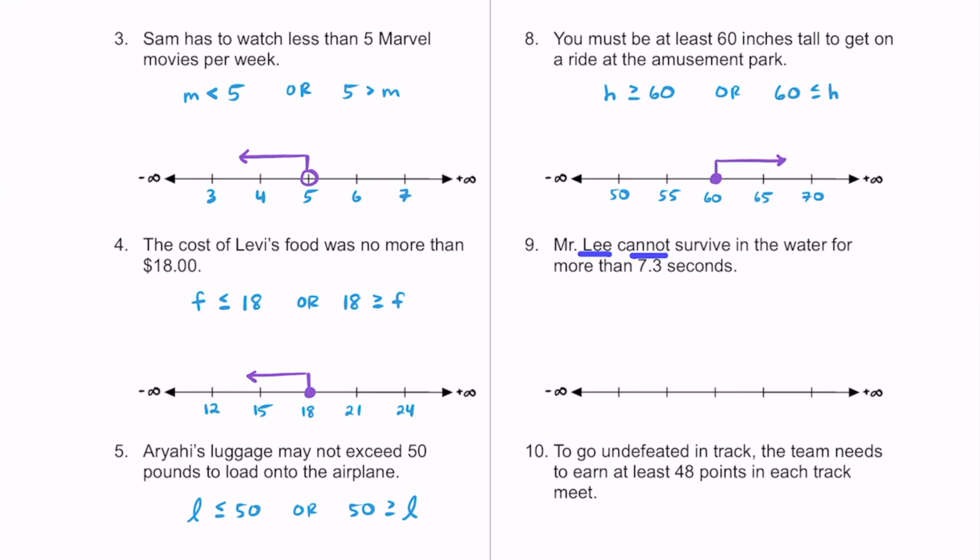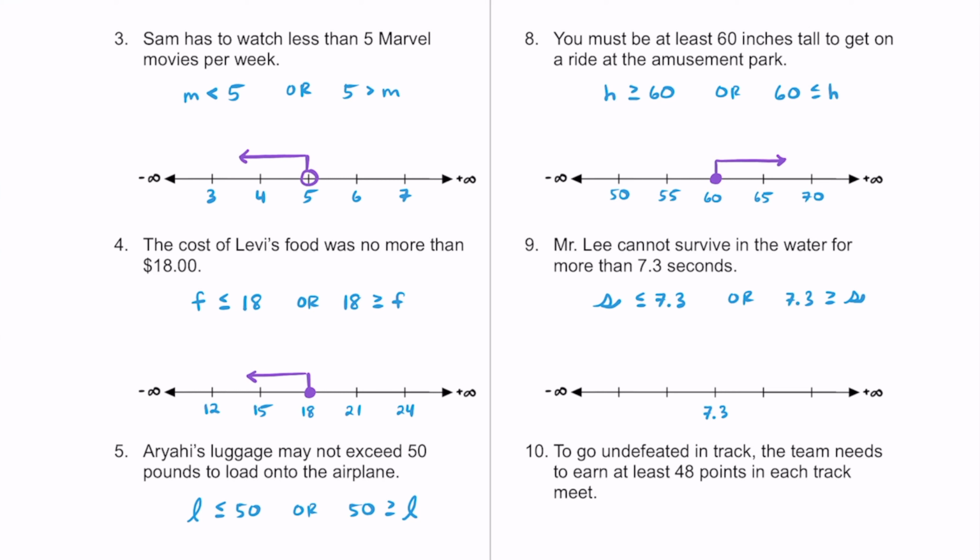Number 9, Mr. Lee cannot survive in the water for more than 7.3 seconds. So can I survive for 7.3 seconds? I think so, but I cannot survive for more than 7.3 seconds. So anything less than that would be okay, or 7.3 seconds. Maybe I'll use this variable S for survive. I'll use a cursive S, and it's gonna be less than or equal to 7.3, right? Because I can't survive for more than it, but I can survive at that number. Or I can say that 7.3 here is going to be greater than or equal to how long that I could survive.